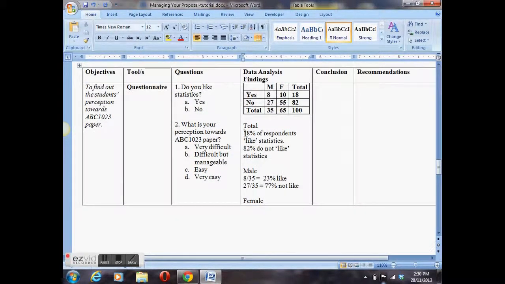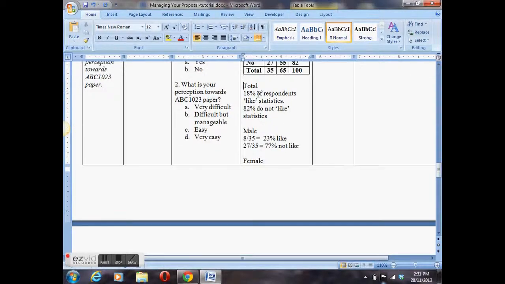So when we write the findings, when we discuss the findings, this can be in one paragraph, but that one paragraph will include the overall result, the overall situation. We have 100 respondents. What is the general perception? And then we can go to a more detailed discussion by looking at male and female.